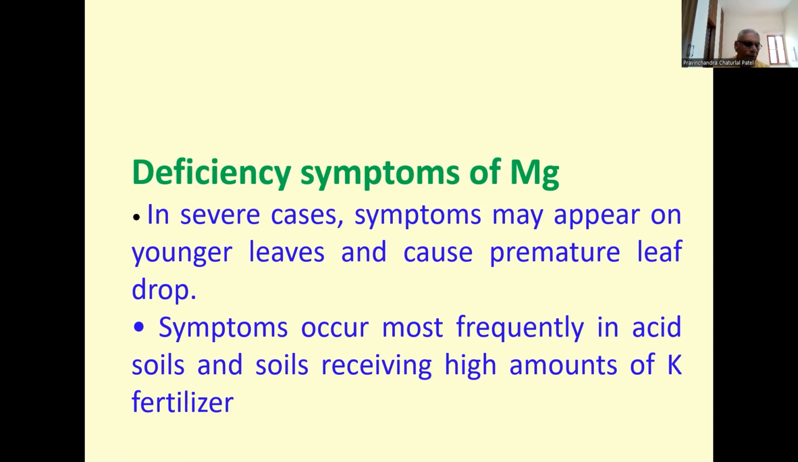Because when you apply more potassium fertilizer, there will be competition. So magnesium will not be allowed in, and potassium is taken up by the plant. So for that, farmers have to carry out soil analysis, and as per the soil test value, they should apply potassium, magnesium, calcium, or whatever nutrient is deficient or medium in the soil.